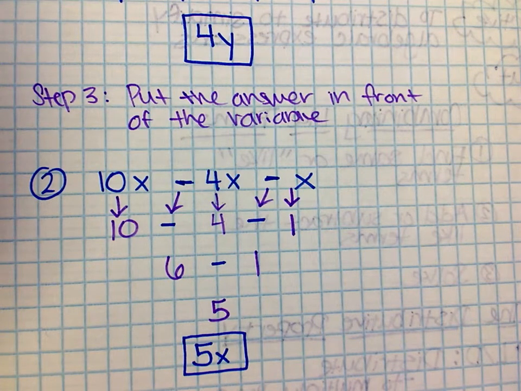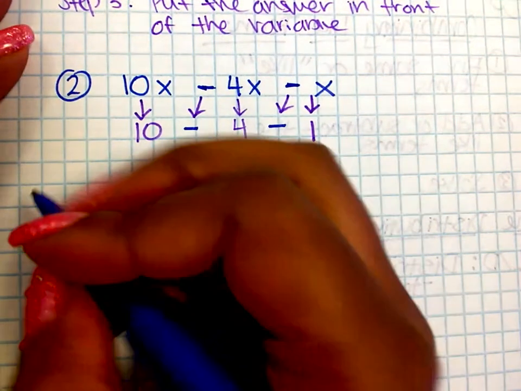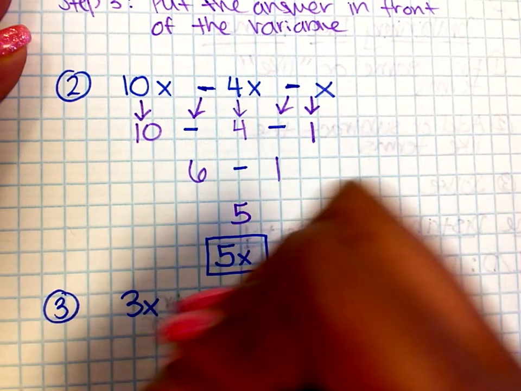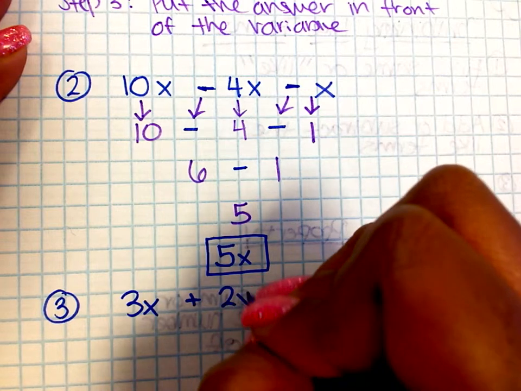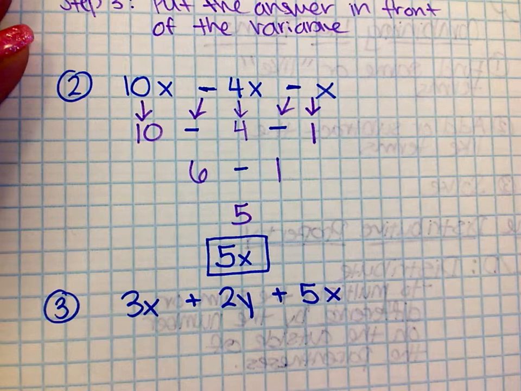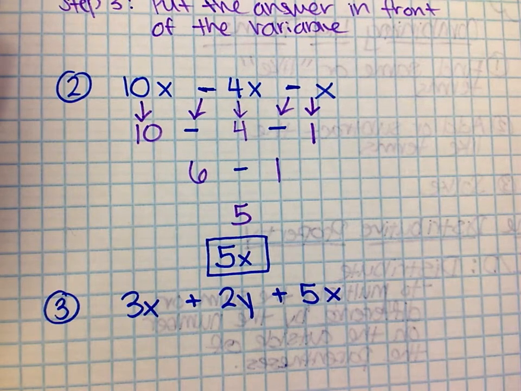Okay, so that's what you're going to be dealing with, finding the like variables. Now, there might be times where there's an x and a y. You can't combine terms that are not the same. For example, what if you had 3x plus 2y plus 5x? You only combine the ones that have the same variable.